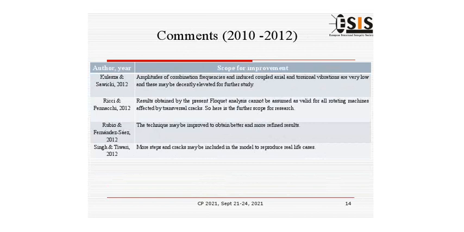For Kulitza and Sawicki, 2012, amplitudes of combination frequencies and induced coupled axial and torsional vibrations are very low, and these may be decently elevated for further study. Ricky and Penake, 2012, results obtained by the present flaw rate analysis cannot be assumed as valid for all rotating machines affected by transversal cracks. So here is the scope for further research.